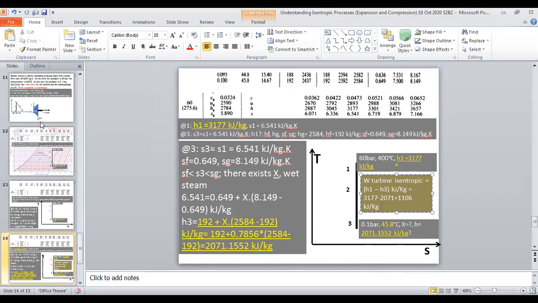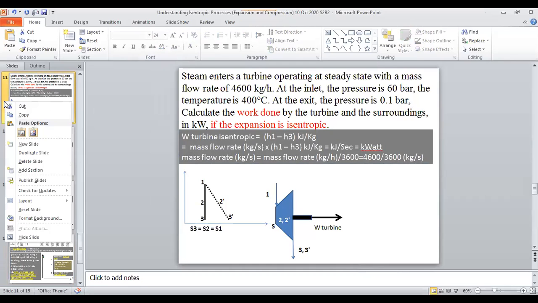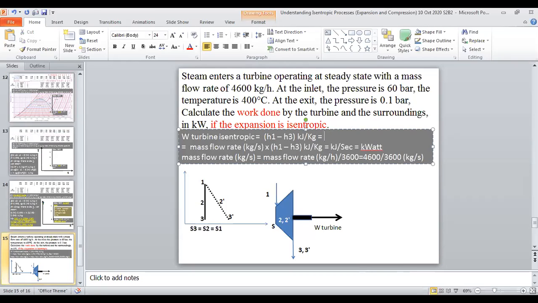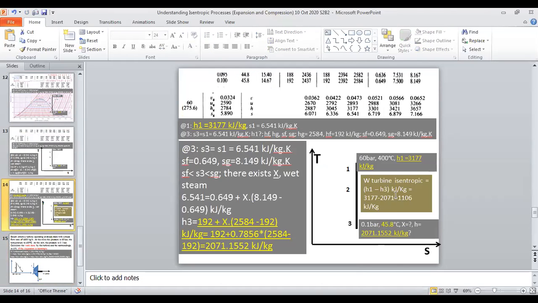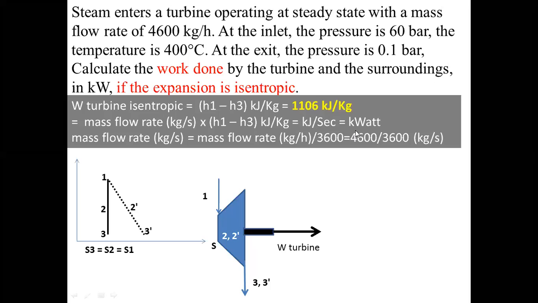Per kilogram. So from here, H1 minus H3 is 1106 kilojoule per kilogram. This is for isentropic expansion.